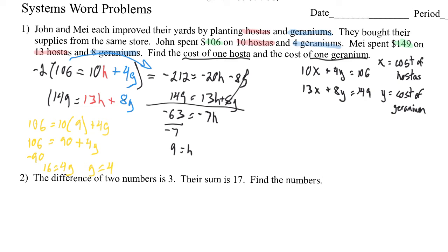So there's my answer. Okay, $4 for the geraniums. So geraniums cost $4, and the hostas cost $9. So there you go. Make sure you label, you tell me which one's which, depending on the situation.